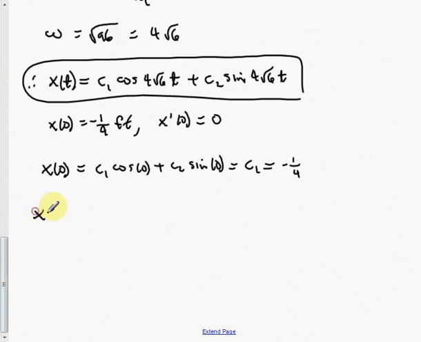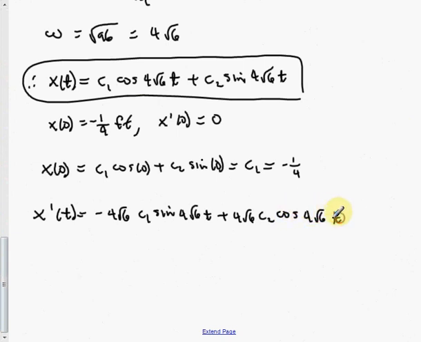And then for the next one, we need to find the derivative. So this is negative 4 times the square root of 6 times c sub 1, right, times sine 4 times square root of 6 times t plus 4 the square root of 6 c sub 2 times cosine 4 times square root of 6 times t.